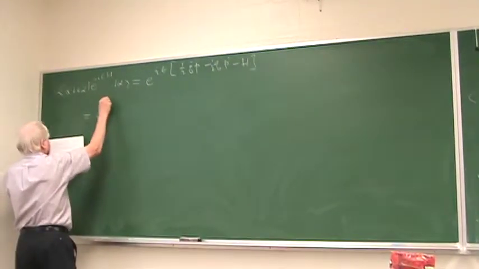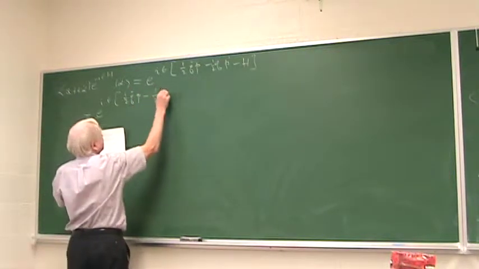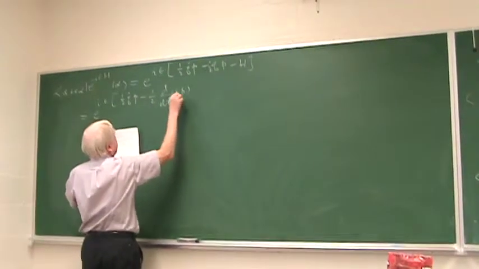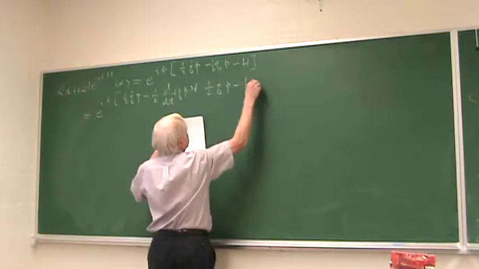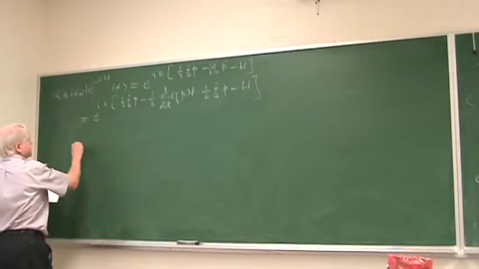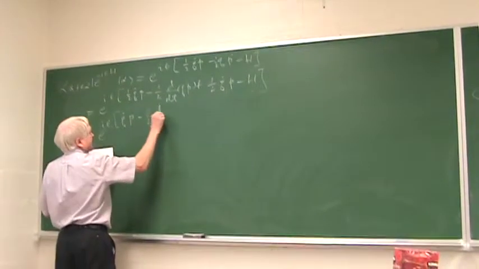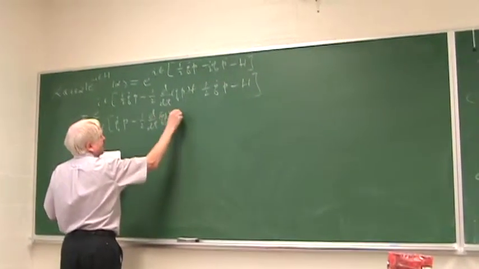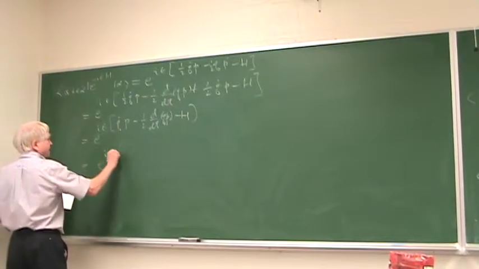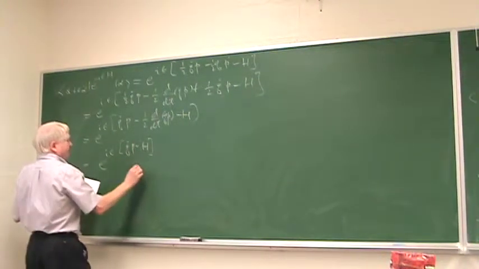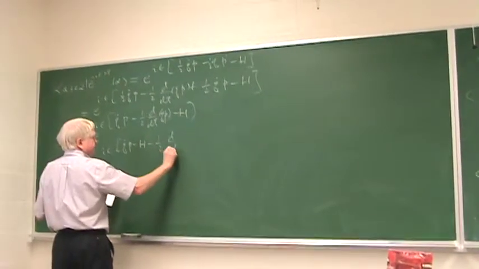And so this is e to the i epsilon a half q dot p minus a half d/dt of qp plus a half q dot p minus h. And so now this is e to the i epsilon q dot p minus a half d/dt of qp minus h. And a better way of writing that is e to the i epsilon q dot p minus h, minus a half d/dt of qp.